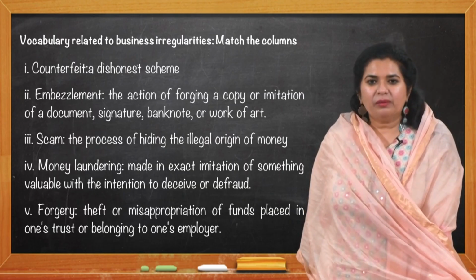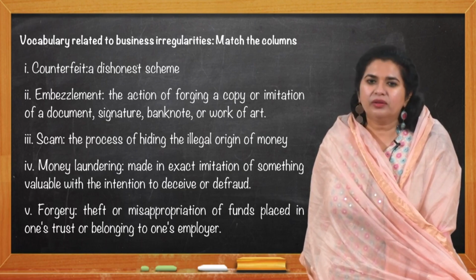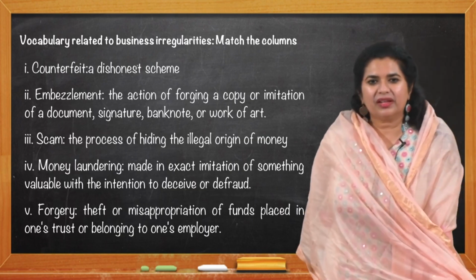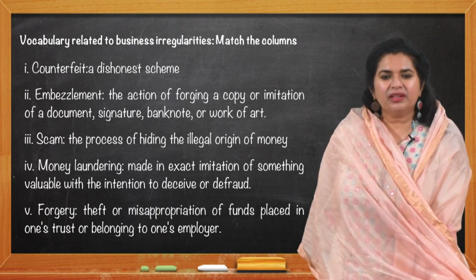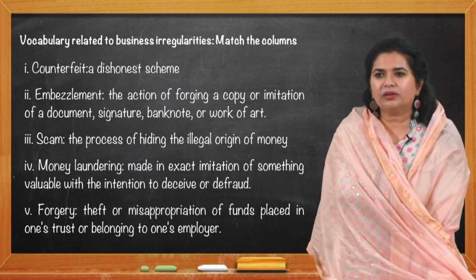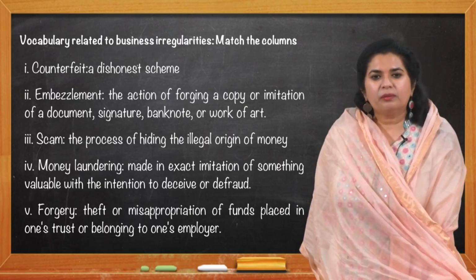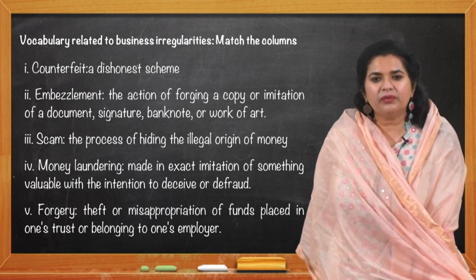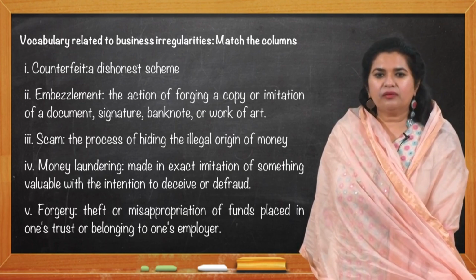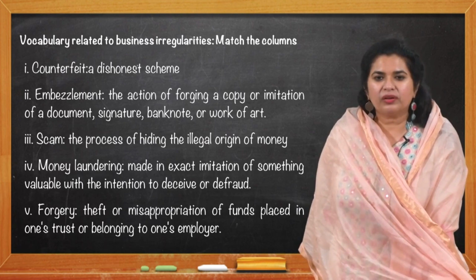Now, let us practice some vocabulary related to business irregularities. Match the column. I have given words and I have given you the meanings, but they do not actually match exactly. So, let us start. Counterfeit, a dishonest scheme. Embezzlement, the action of forging a copy or imitation of a document, signature, banknote or work of art. Scam, the process of hiding the illegal origin of money. Number 4, money laundering, made in exact imitation of something valuable with the intention to deceive or defraud. Number 5, forgery, theft or misappropriation of funds placed in one's trust or belonging to one's employer.